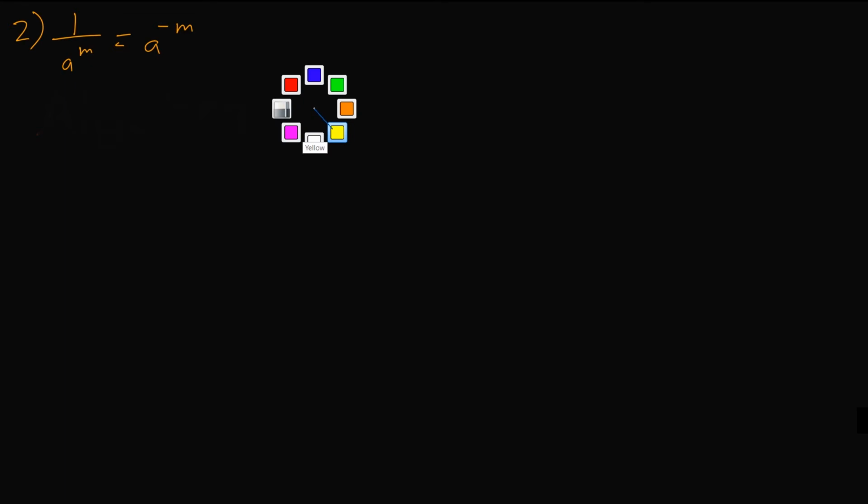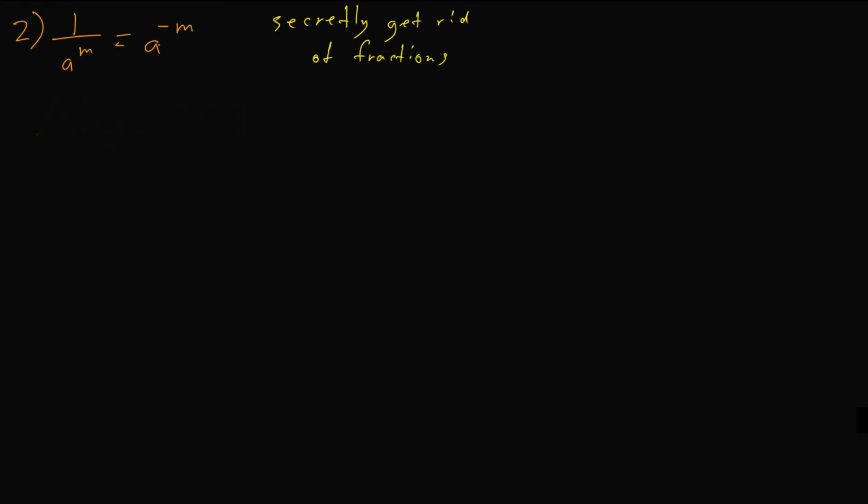So what we can do here is use this rule to secretly get rid of fractions. You see, we can rewrite this weird, ugly fraction into something that is not a fraction. For example, 1/2. Well, that's a fraction, but we could also write this as 2 to the power of -1, right?